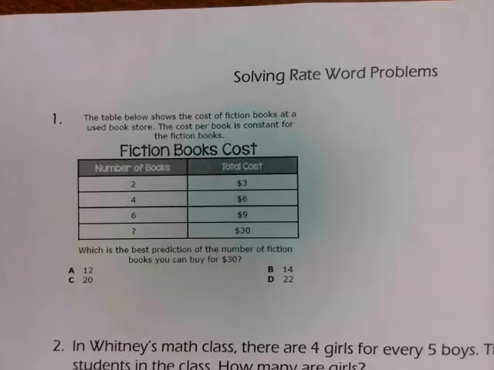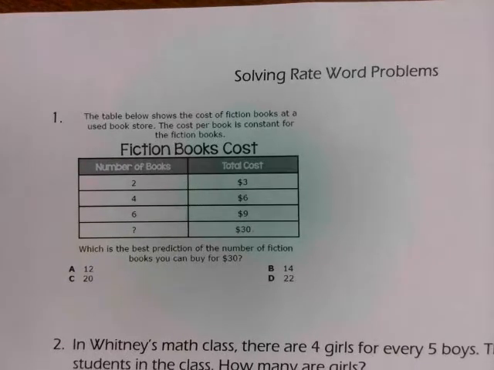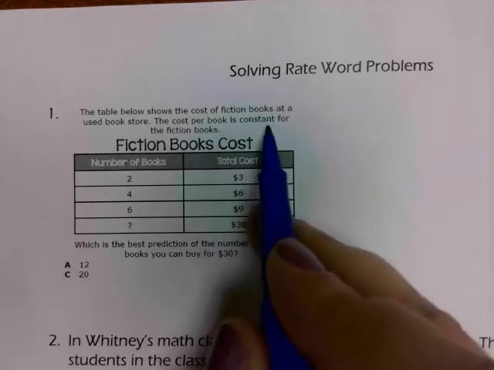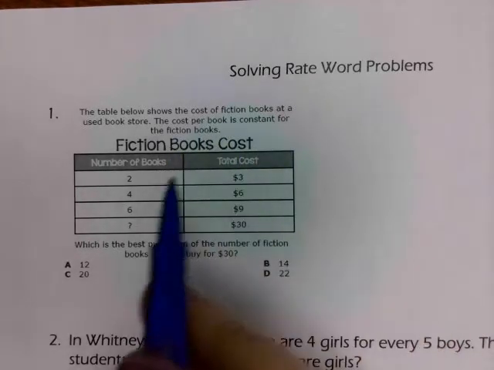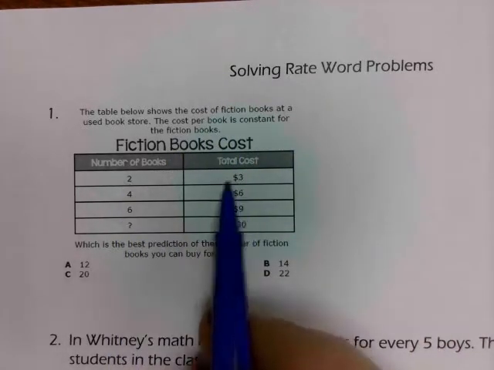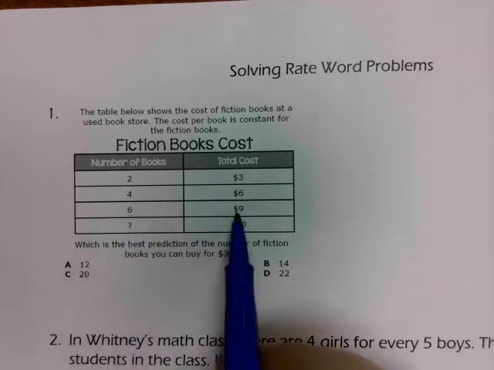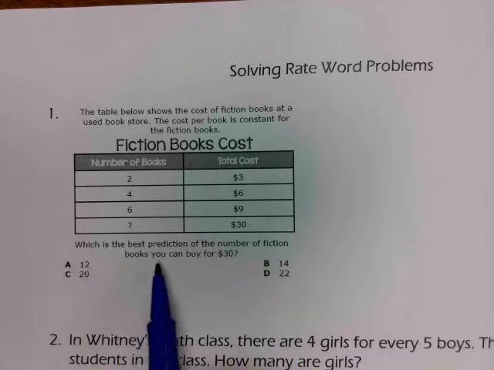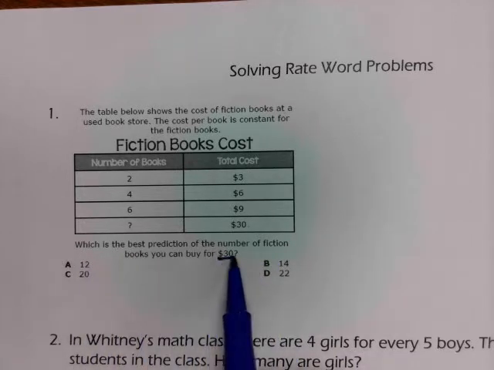There we go. Okay, so number 1 says the table below shows the cost of fiction books at a used bookstore. The cost per book is constant for the fiction books. So we know that 2 books cost $3, 4 cost $6, 6 cost $9. We don't know how many books are going to cost $30. It says, which is the best prediction of the number of fiction books that you can buy for $30?